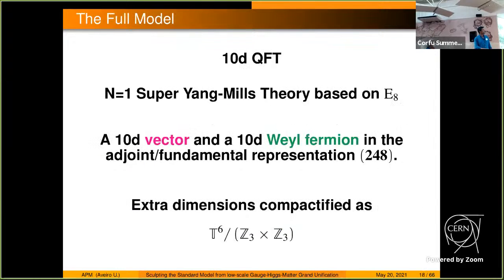So in this work, we use Z3 cross Z3. At QFT level, it was not done before. There was Z2 cross Z6 that goes to Pati-Salam and other possibilities. And I remind you that we are doing QFT here, not string theory.